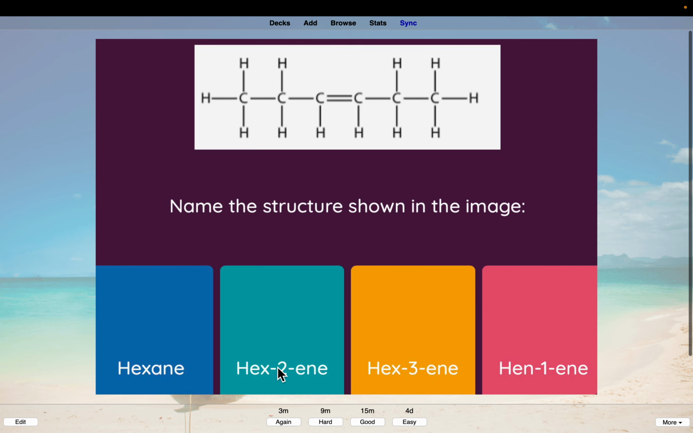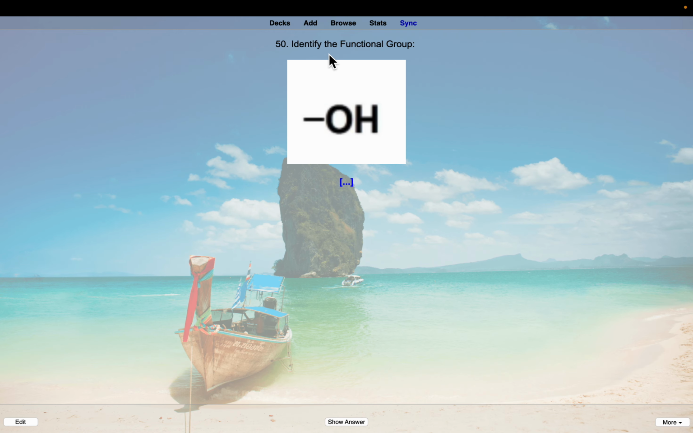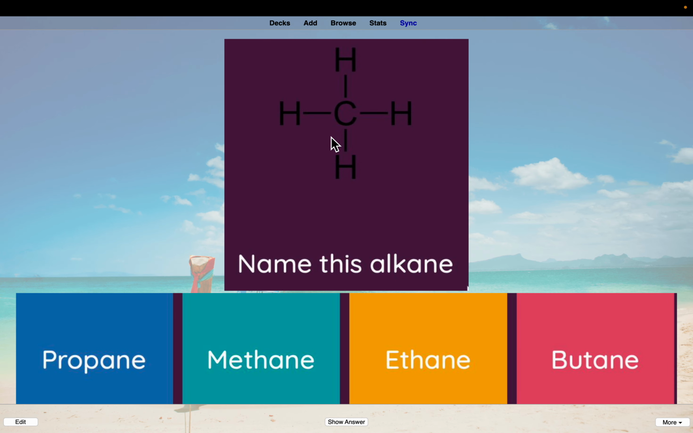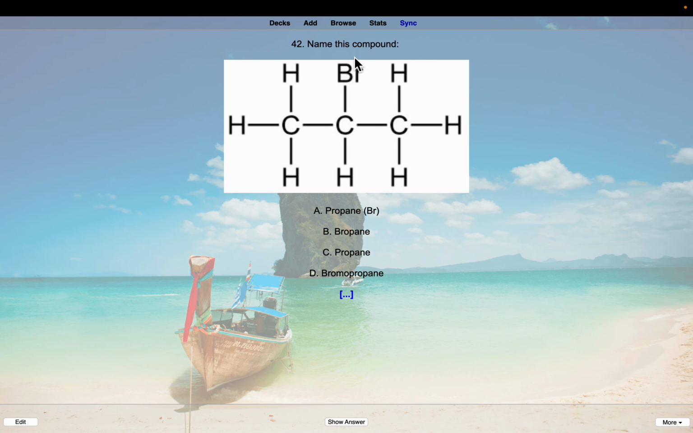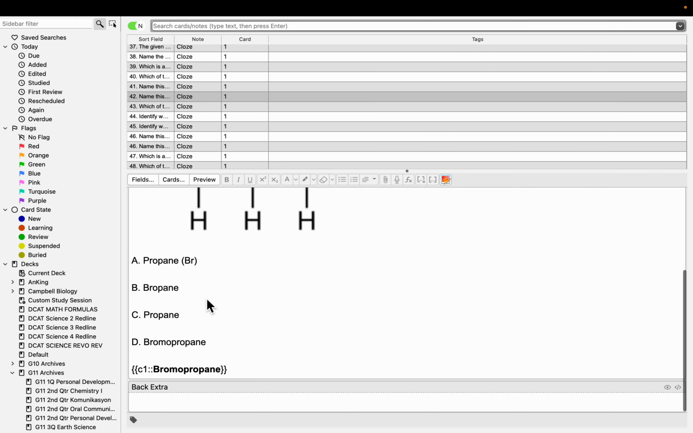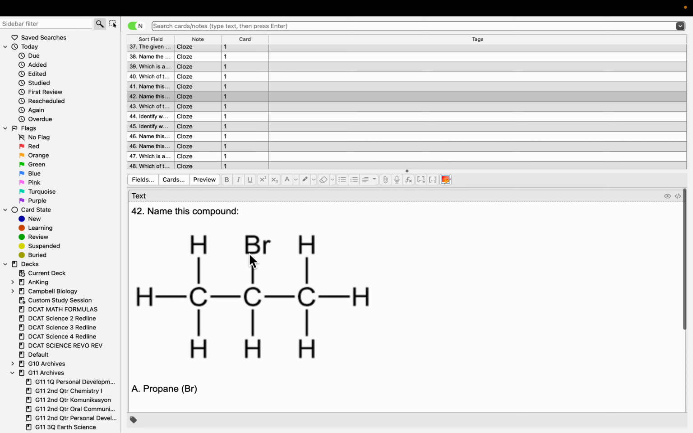Hydrocarbons everywhere else. This is hydroxyl, technically under the carbonyl group. This alkane is a methane. This compound is, okay, we've been here before, 2-bromopropane. This is supposed to be 2-bromopropane, not just bromopropane, because it's on the 2nd carbon.